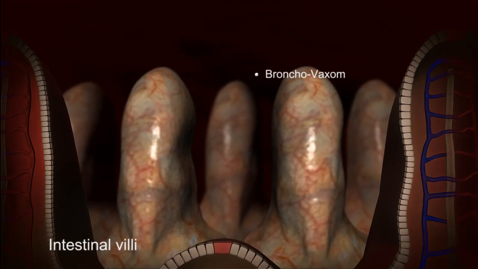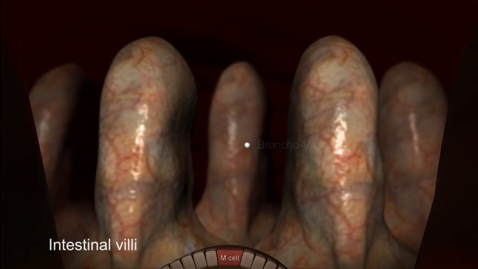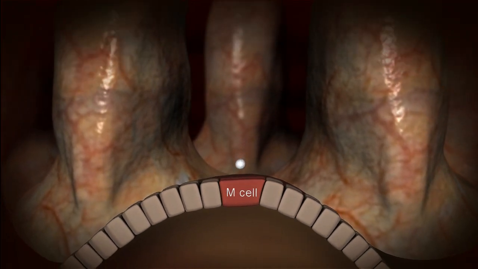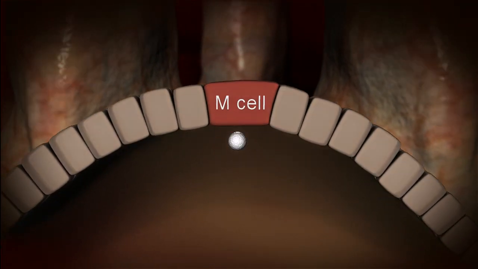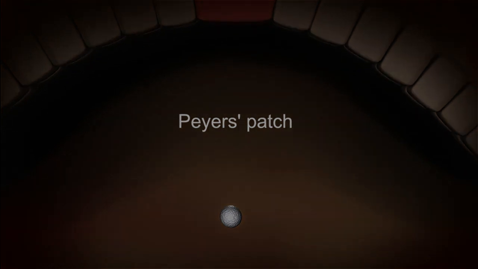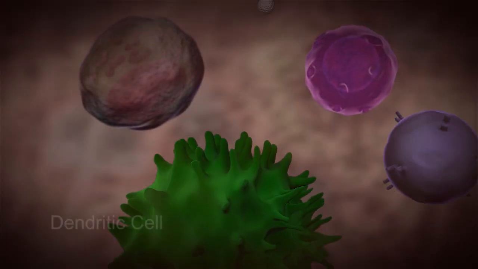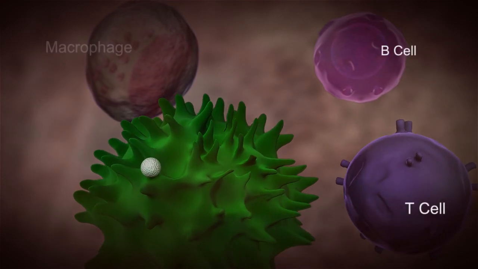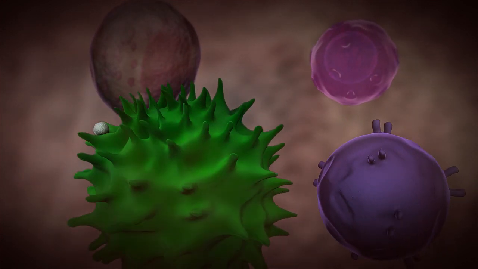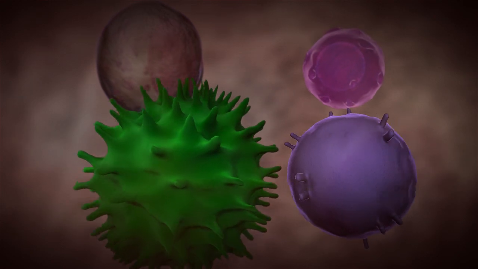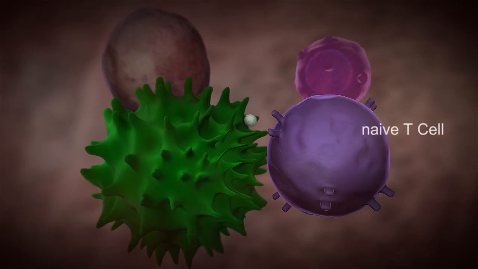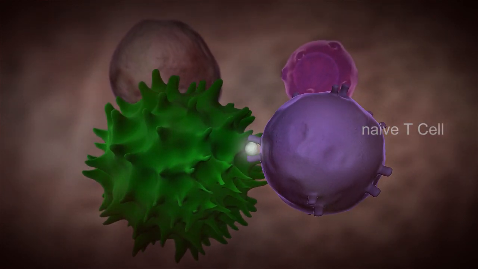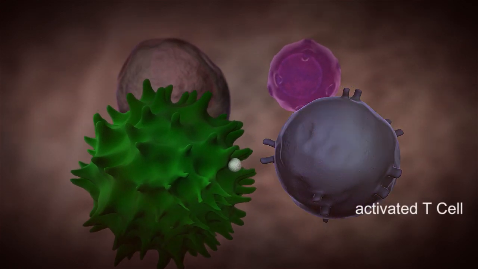They'll diffuse through the intestinal villi, probably via the M cell, to finally reach the Peyer's patches. This immunological organ is a non-organized lymphoid follicle containing immune cells like dendritic cells, macrophages, T and B cells. The dendritic cell uptakes and processes the Broncho-Vaxom antigens to present them to naive T cells, which then become activated.